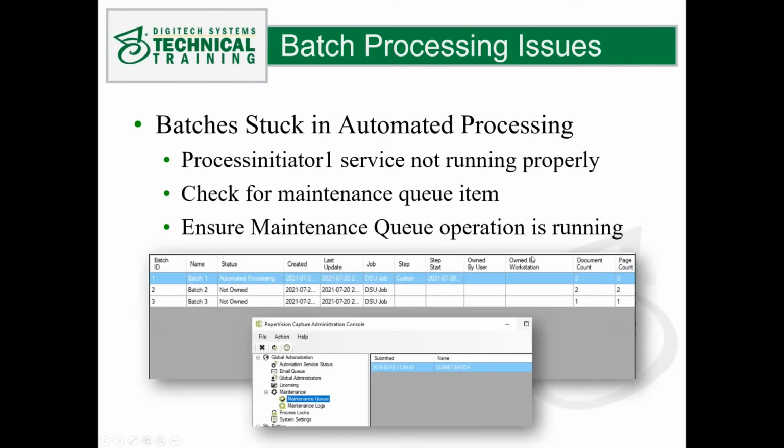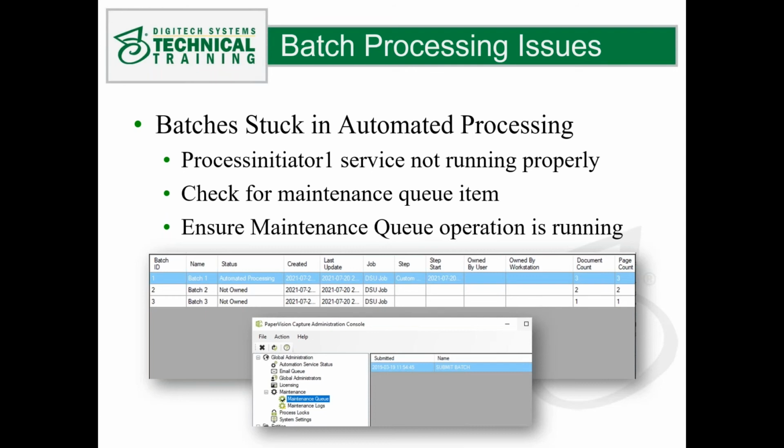Next, we're going to talk about batches stuck in automated processing. We don't see this as often, but it definitely comes up. First thing you would want to check is that the process initiator 1 service is running on your automation server or servers if you have more than one.